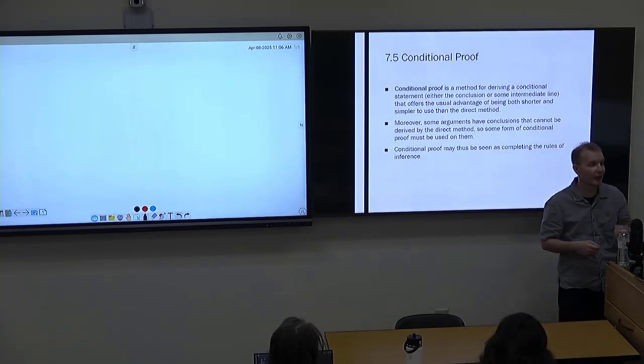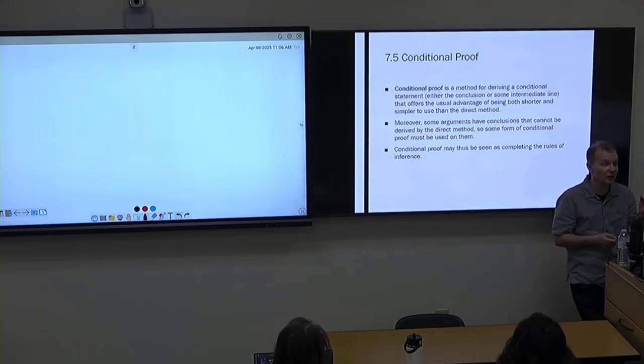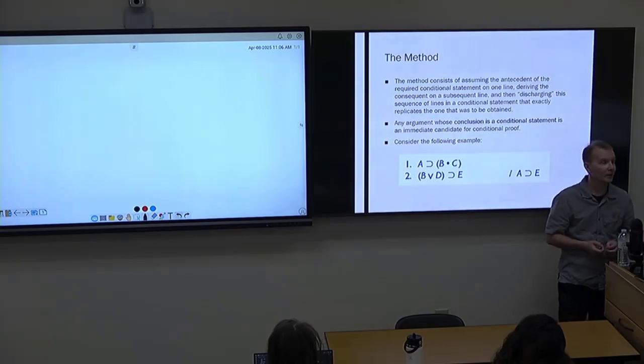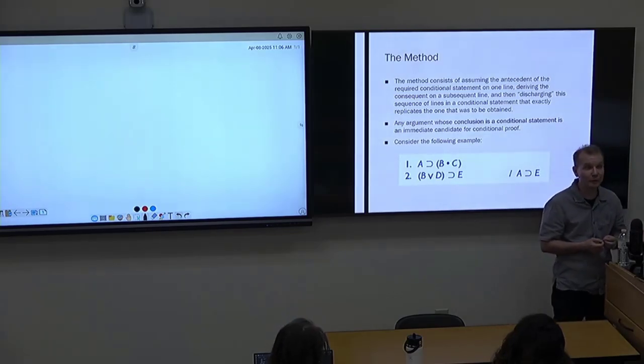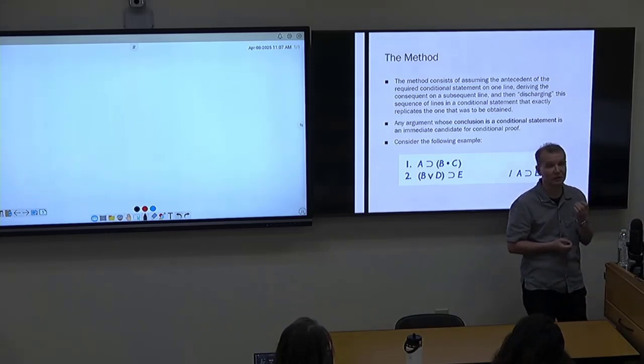It's a method for deriving a conditional statement, either the conclusion or some intermediate line, that offers the usual advantage of being both shorter and simpler than the direct method. It's kind of a nice shortcut, and it completes the rules of inference because it helps you with the proofs, helps you to achieve the goal, to prove your argument. So the method consists of assuming the antecedent of the required conditional statement on one line and then deriving the consequent on the subsequent line.